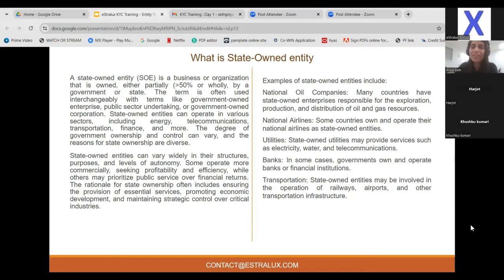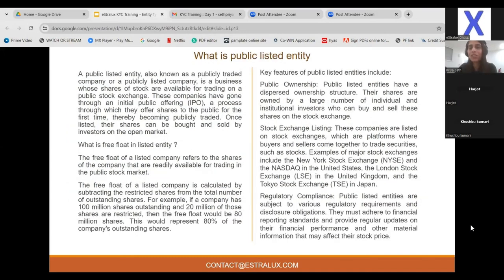Okay, ma'am. With my experience, I would say government entities and private entities are the ones that occur most. State-owned entities are also not very frequent in KYC, but yes, they do come. So this is there. Let's move ahead if you don't have any questions. Your next question: public listed entity, what it is.